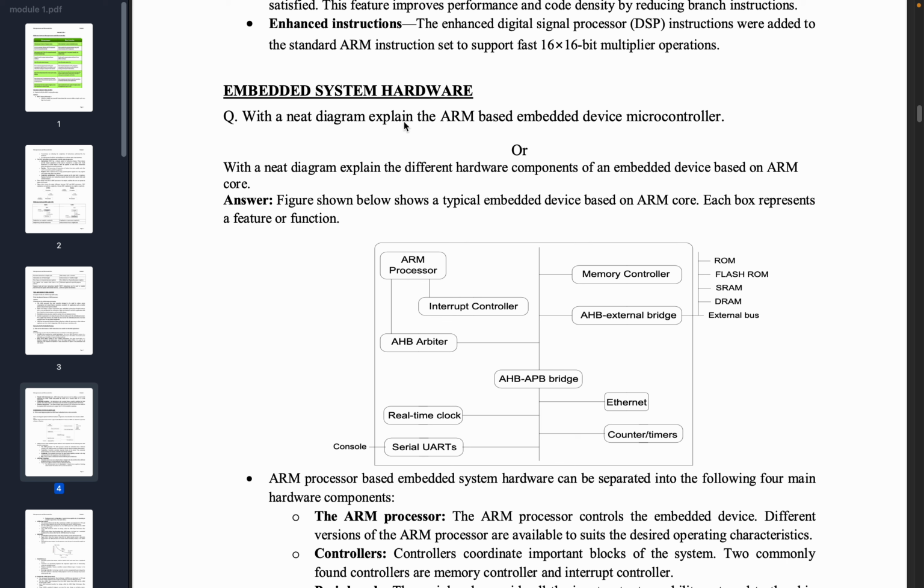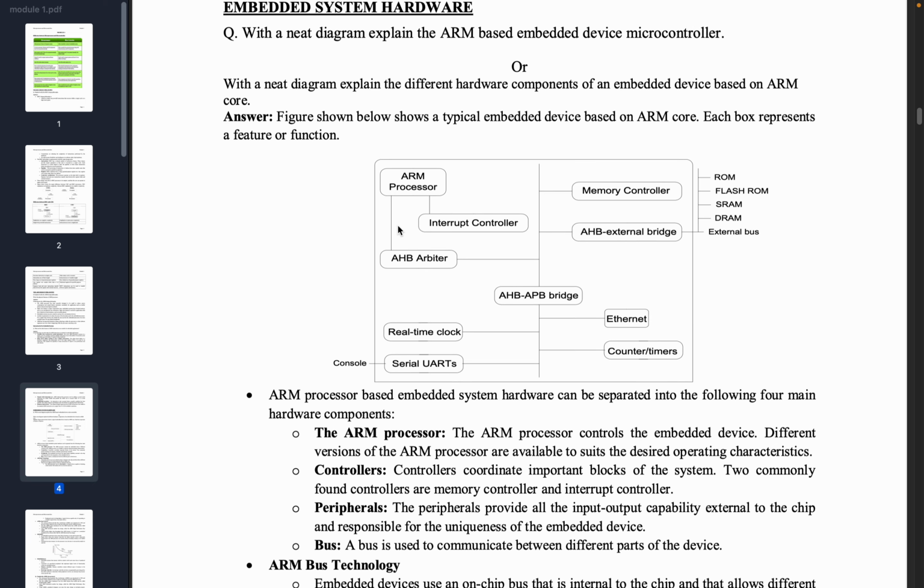See that diagram. You can consider it as an ARM processor. The ARM processor is connected to the interrupt controller and the AHB arbiter. Here on the right side we have the memory controller and the AHB external bus. The AHB external bus is connected to the ROM, flash ROM, SRAM, DRAM on the external bus, and the AHB to APB bridge will be there. Then real-time clock, Ethernet, serial UART and counter timers. You should write this. Mainly you should write four main things here: the ARM processor, controllers, peripherals, and bus technology.